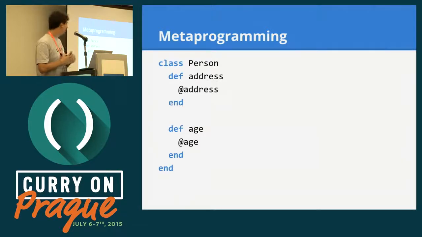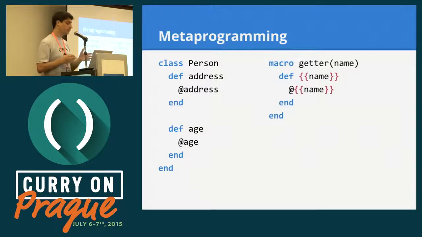So for example, here we have a class, and we declare two accessors of instance variables. And we see there is some duplicated code here because we declare a method with a name, and we access the instance variable with the same name. So in Ruby, you can use some special methods that come with the language that will declare those methods for us. In Crystal, we introduced the concept of macros that will execute at compile time and generate the code for us.